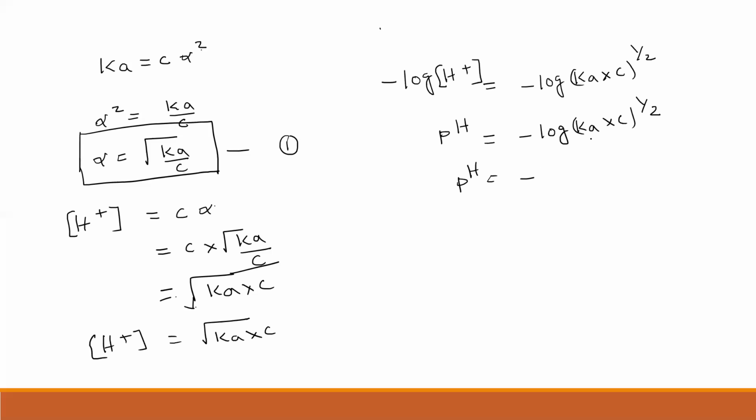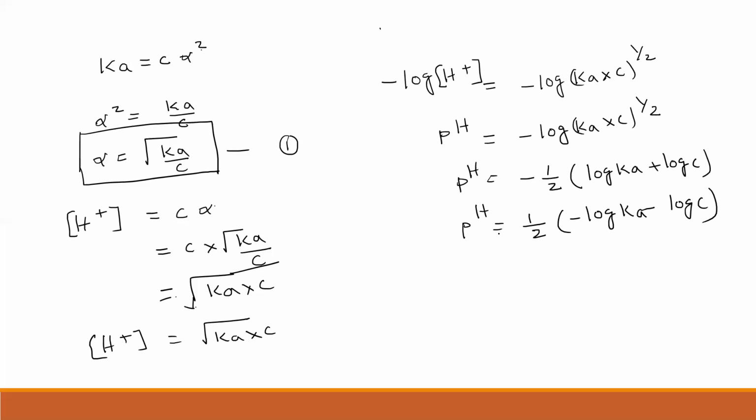This is in the form of A into B, so write it in the form of A plus B. So minus of log Ka plus log C. So pH is equal to half of minus log Ka minus log C. Negative logarithm of H plus is pH. Negative logarithm of Ka, I am going to write as pKa, since minus log Ka is equal to pKa.